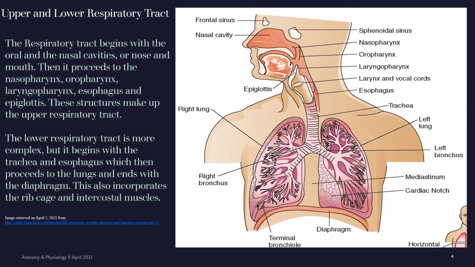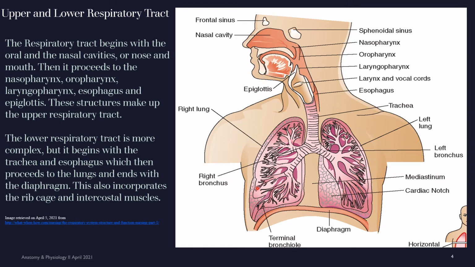The respiratory tract begins with the oral and nasal cavities, or the nose and the mouth. Then it proceeds to the pharynx, which is made up of three parts: the nasopharynx, pharynx area behind the nose, the oropharynx, or pharynx area behind the mouth, and the laryngopharynx. Then the larynx, which is also called the voice box because it contains the vocal cords, the epiglottis, and the esophagus. These are the structures that make up the upper respiratory tract.